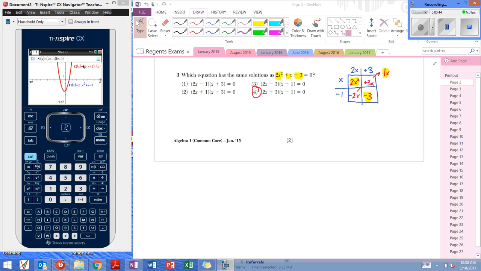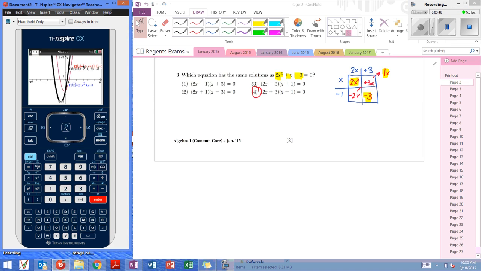So here's answer choice 1. I hit enter. You can see what I just said was going to happen. It's not going to be the same parabola, doesn't have the same roots, definitely doesn't have the same solutions.